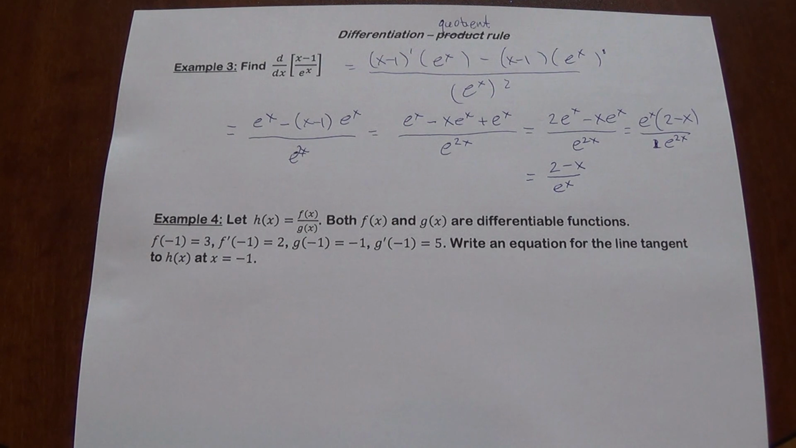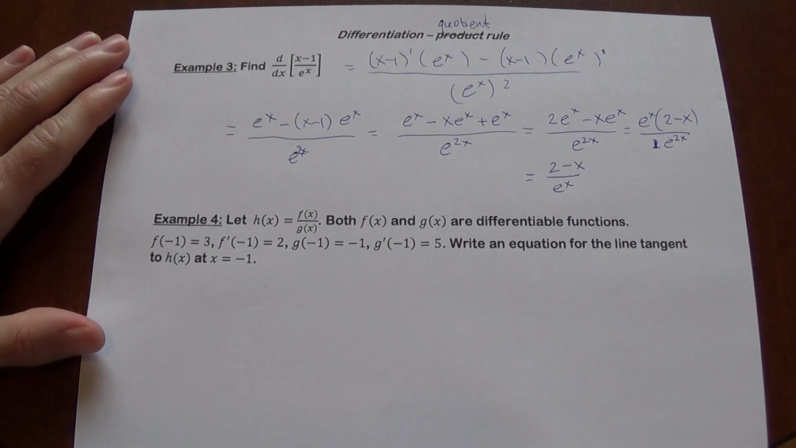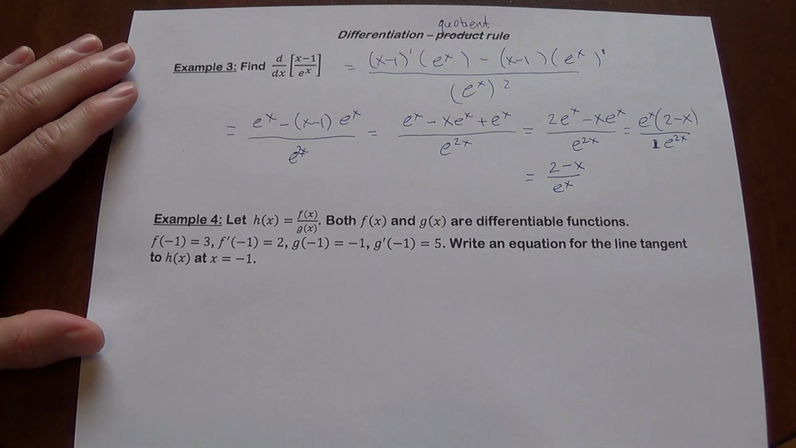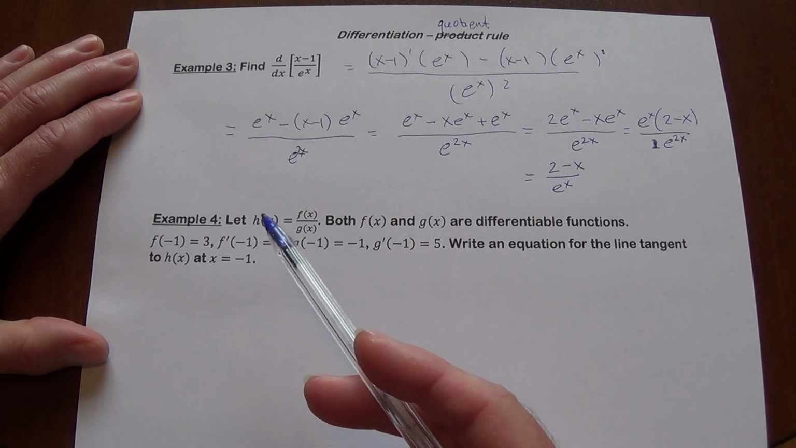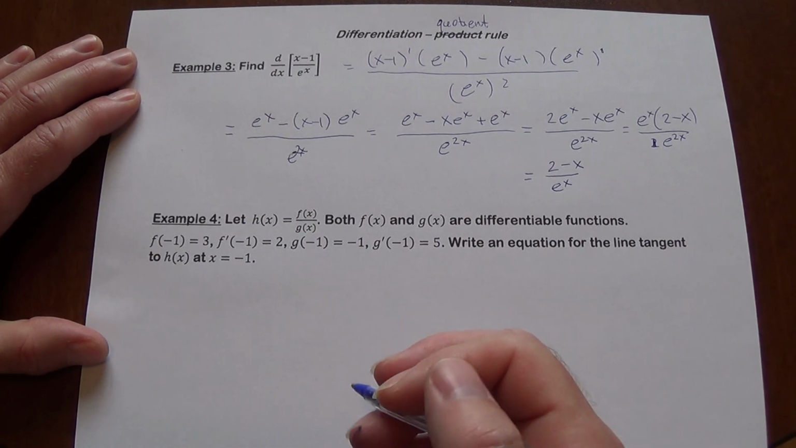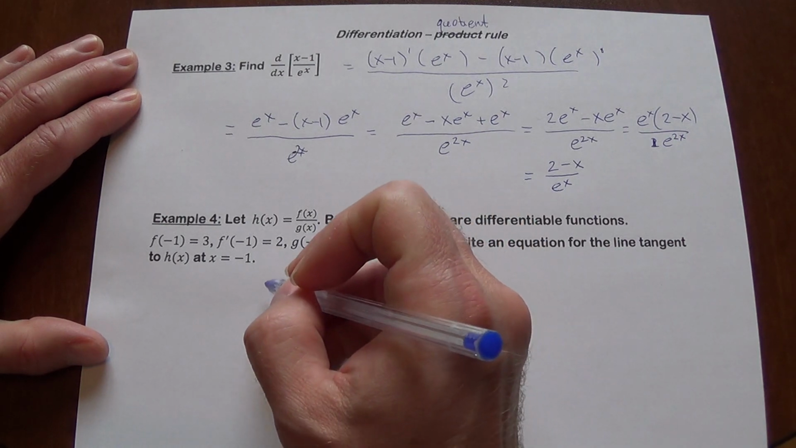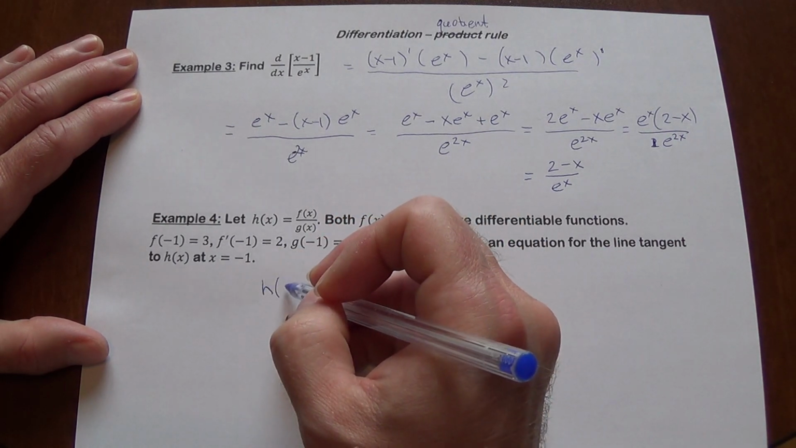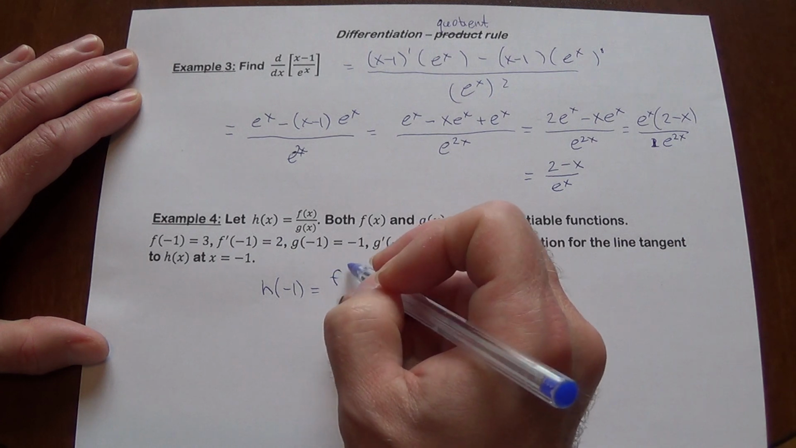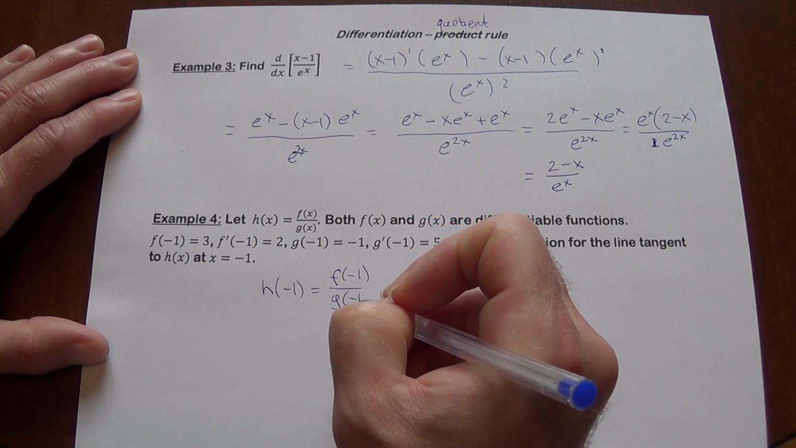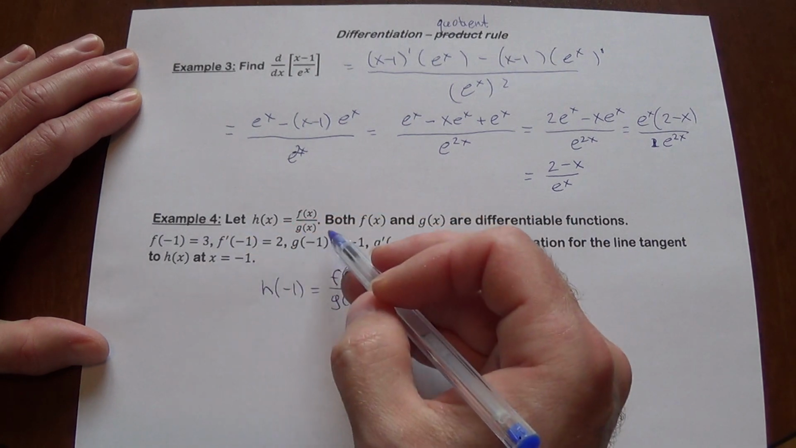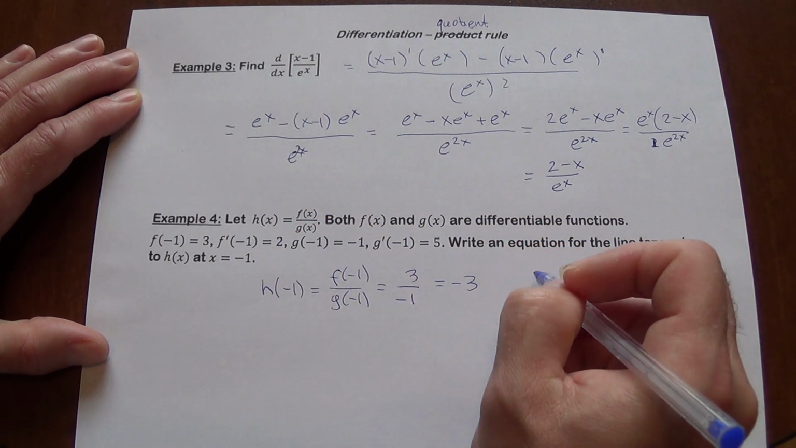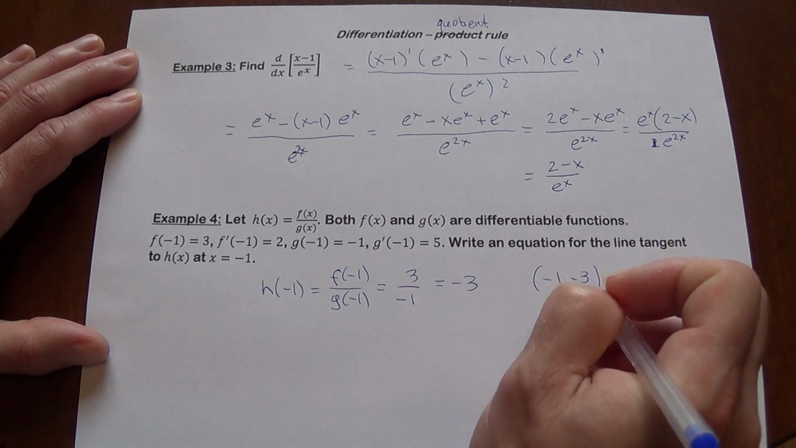And the last problem again is a conceptual problem where we have a ratio of f over g. We know the values of f, f prime, g, and g prime at -1, and we need to write an equation of a tangent line. So first, we need a point and the slope. Let's start with a point. So h of -1 will be f of -1 divided by g of -1, which is 3 divided by -1, and it's -3. So our point is going to be -1, -3.